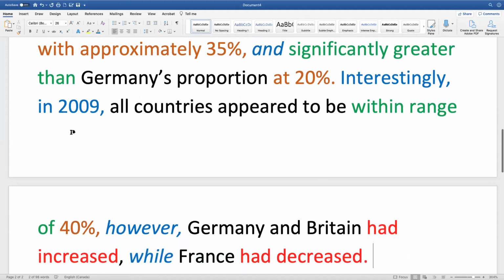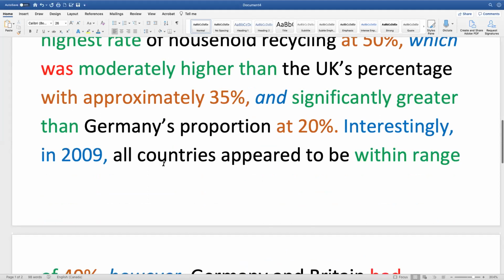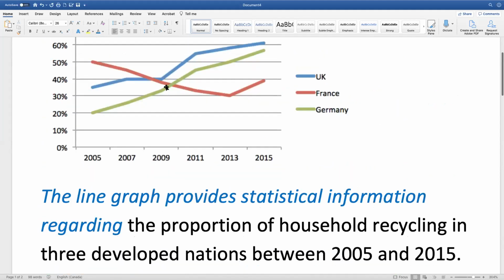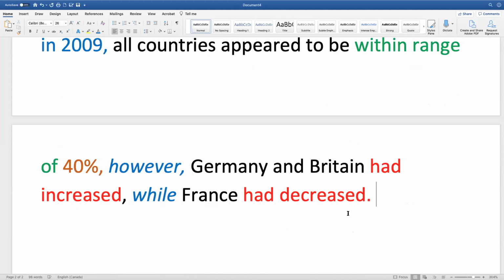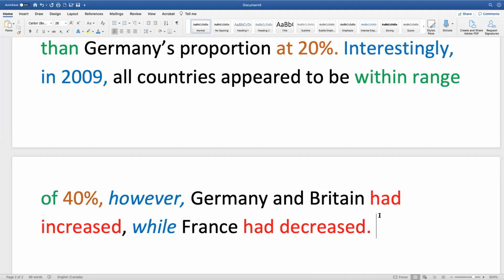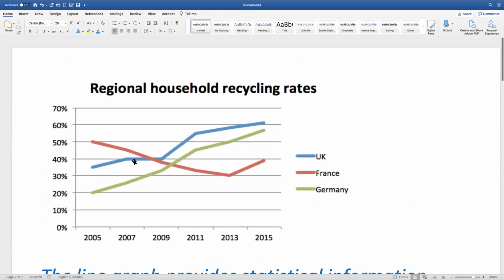So that's the only thing I'm going to say. Remember this about 2009 right here. You see they all seem to be within range of 40%. Maybe better to put it around, yeah, no, it's 2009. Any questions about that? So again, what I did here was talk about the first year, then I looked forward to 2009. Now I'm going to get to 2015, which is important. One question, please.